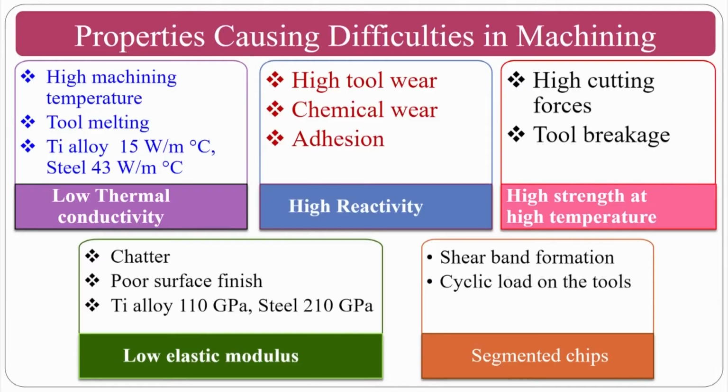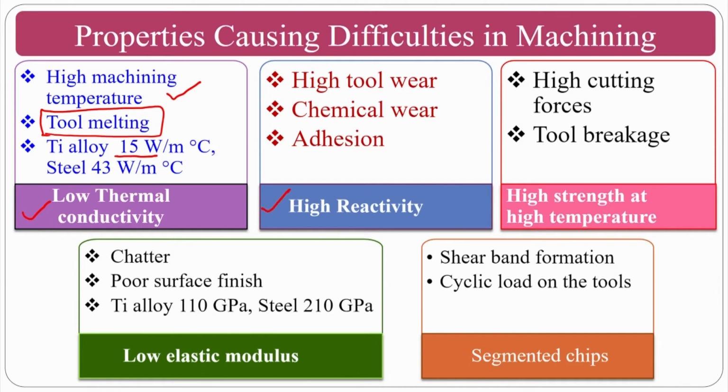So, properties causing the difficulty in machining. The first property is, as I said, lower thermal conductivity. The thermal conductivity of this particular material is 15, and high machining temperature. During the machining process, if the temperature is very high, it cannot conduct the temperature inside the workpiece material, so it will impart it to the tool. So, the thermal softening of the tool takes place, the tool melting will take place, and the tool will fail.